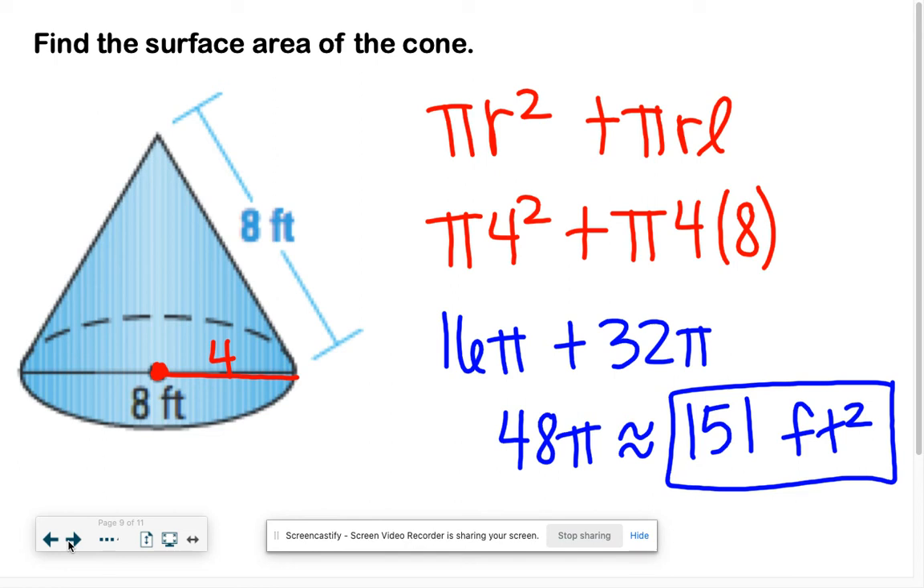I'm getting 251. 48 times 3.14? But I did my other way. Let me see. I did pi 4 squared. Yep, I got 151. I did the pi 8. What's your radius? Pi 4 squared, pi 4 times 8. Dang, that's where you're going wrong. I changed the first one, you only changed one. That's okay, now we know what we did. No worries.